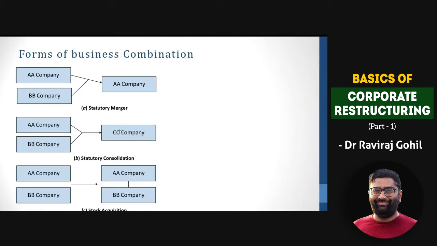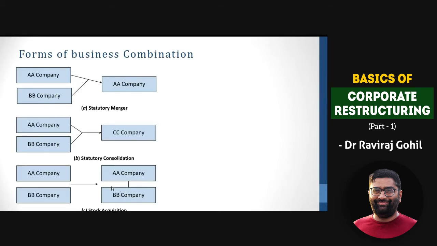Third could be stock acquisition. So in case of stock acquisition, both the companies will remain separate legal entities. However, AA company will acquire a controlling stake in BB company. So both of them will remain separate legal entities.